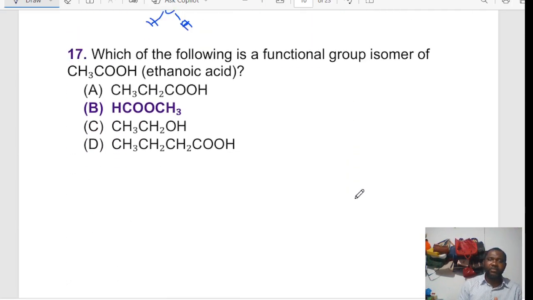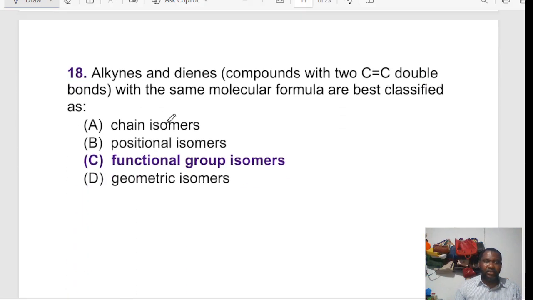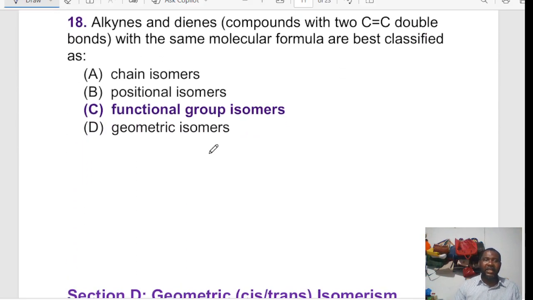It says, which of the following is a functional group isomer of CH3COOH? I already did that. This is a functional isomer: this is an ester, while this is an alkanoic acid. The next question says alkynes and dienes, compounds with 2 double bonds with the same molecular formula, are best classified as also having different functional groups. Even though you shouldn't really bother yourself with this, you can know this. When you have this, it is called butane.